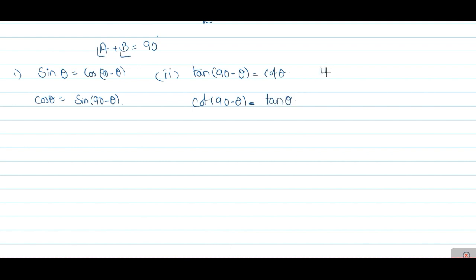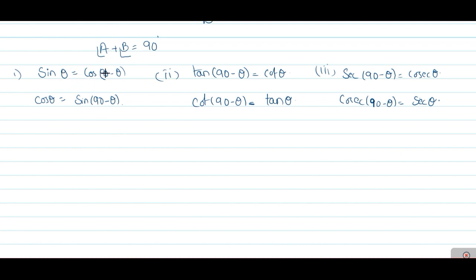The third one is sec 90 minus theta is equal to cosec theta. Then cosec 90 minus theta is equal to sec theta. Okay. These are the things we have to memorize.